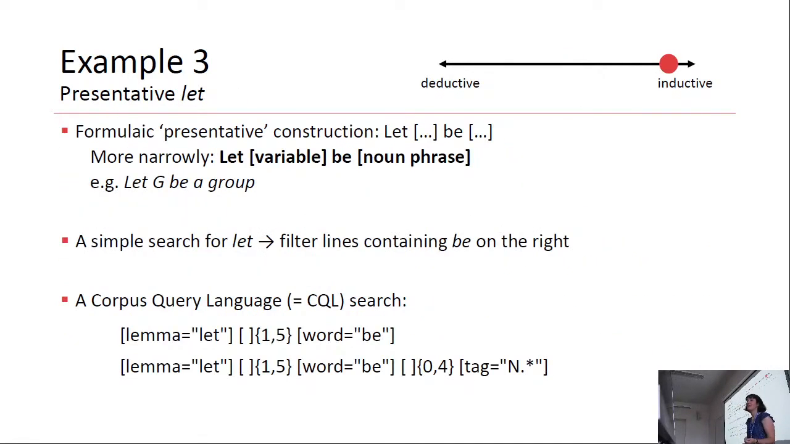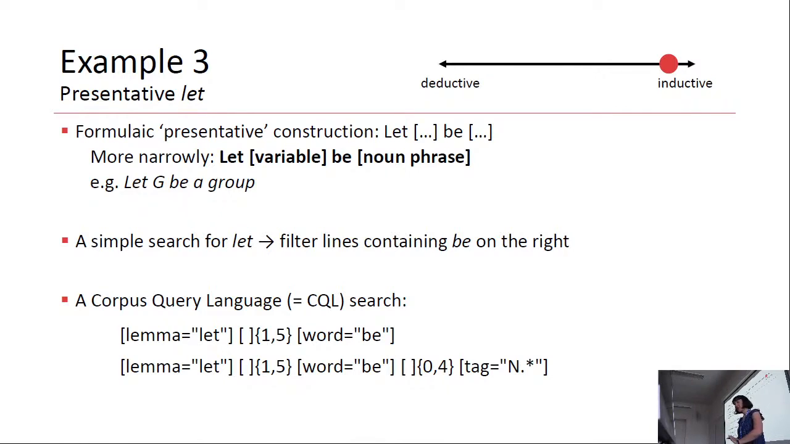Okay. And last example would be constructing a purely, let's say, inductive kind of exercise. It's targeted at the so-called presentative let form, which is a formulaic construction, let be. In this case, we'll narrow it down to something even more specific, let variable be a noun phrase. And so a very non-prototypical example of that would be let G be a group.